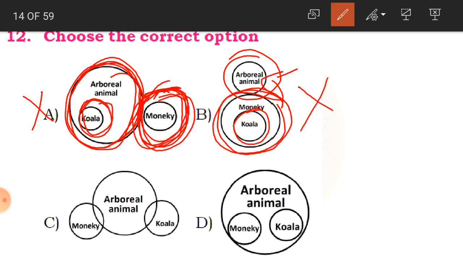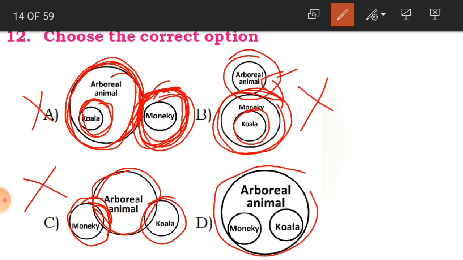Here, what is there? You can see a big circle which is telling arboreal animal. But look at this circle which is named monkey: some part is inside the arboreal circle and some part is outside the arboreal circle. Even koala also has some part inside the arboreal and some part outside. So it means that these both animals belong somewhat to the arboreal group and somewhat to another group. Is it true, children? No, this is also a wrong answer.